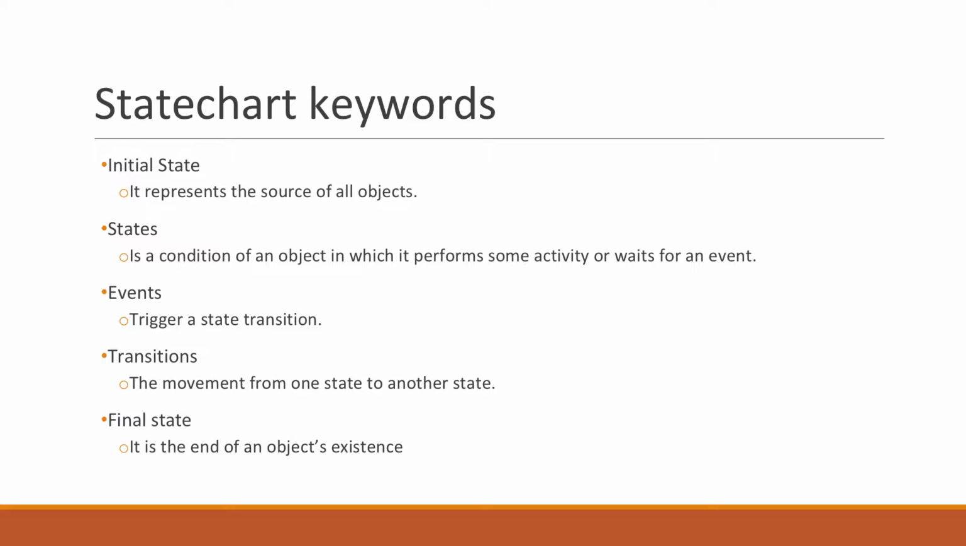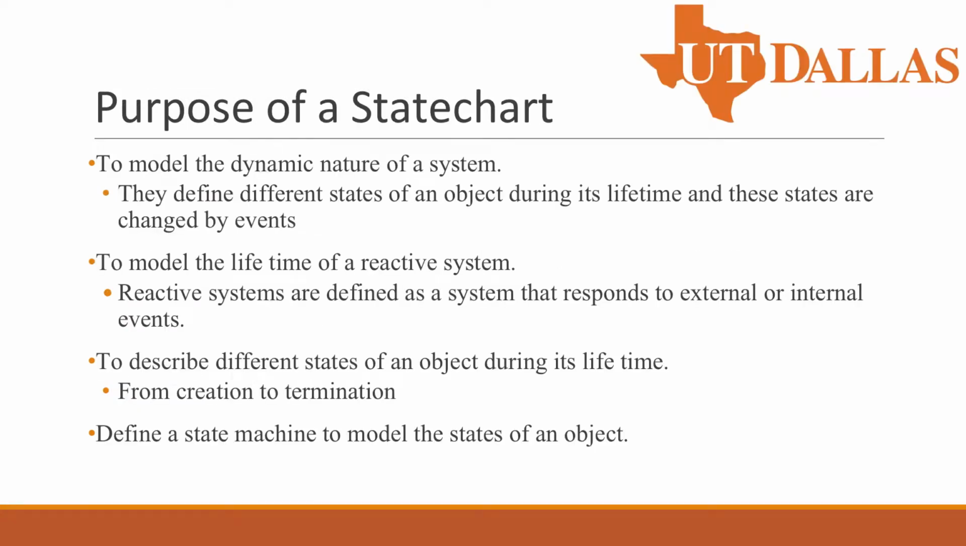States are identified as the conditions of objects when an event occurs, and events are the instants in time that may be important to the behavior of the object in the class. Transition is the moving from one state to another, and lastly, the final state is the end of the object's existence. So the purpose of the state chart is to document all possible paths in an object. It can help identify important object attributes. Second, it can help refine the behavioral description of an object and describe the different states of an object during its lifetime.